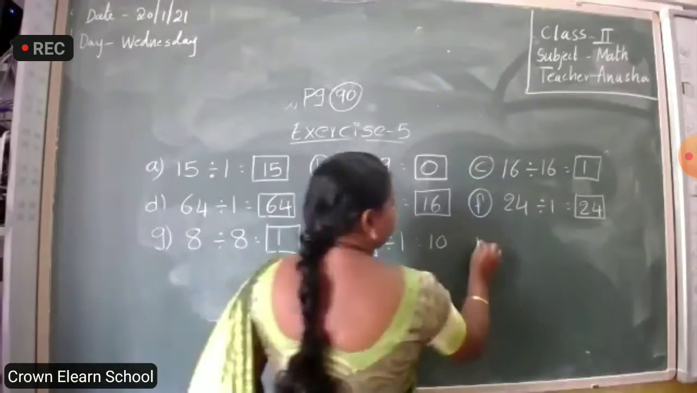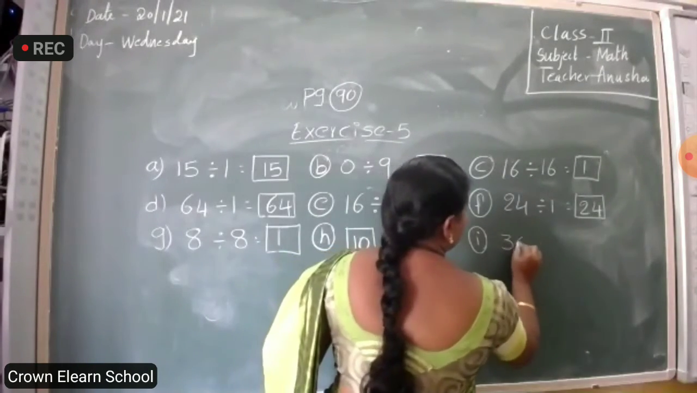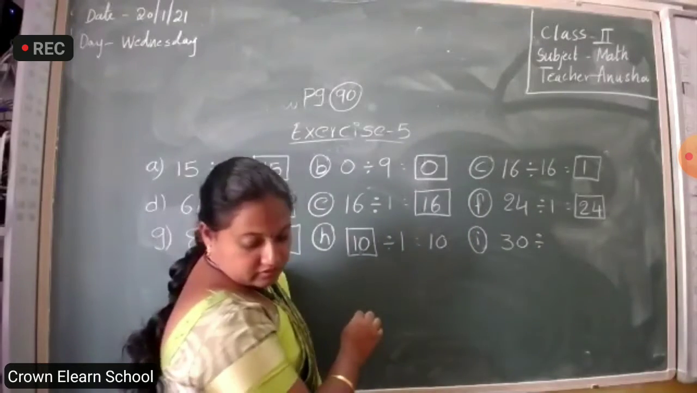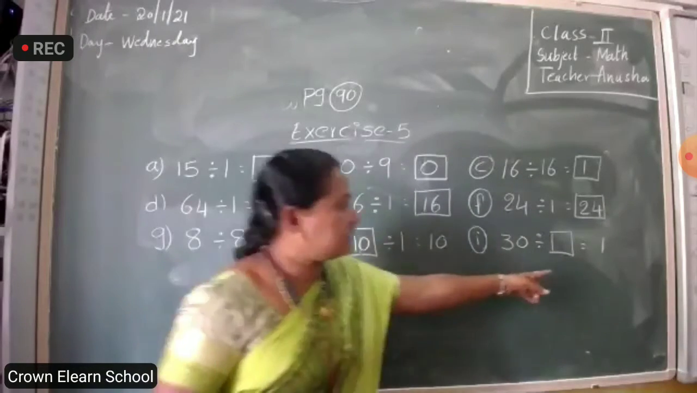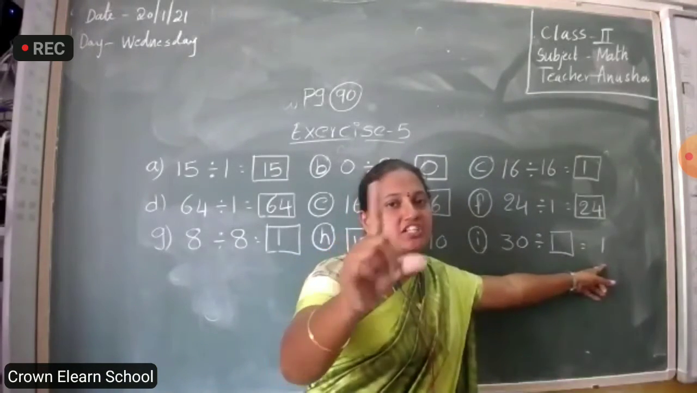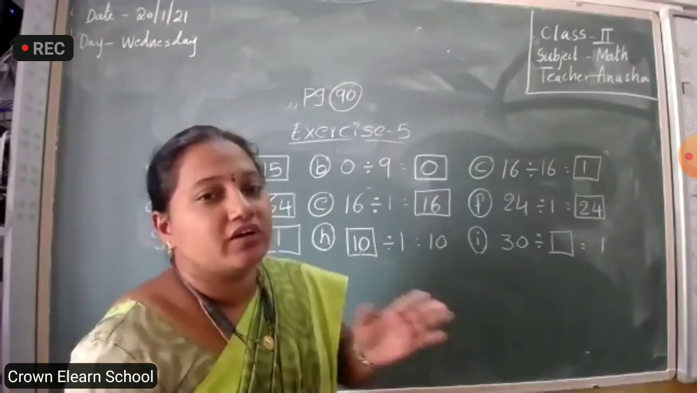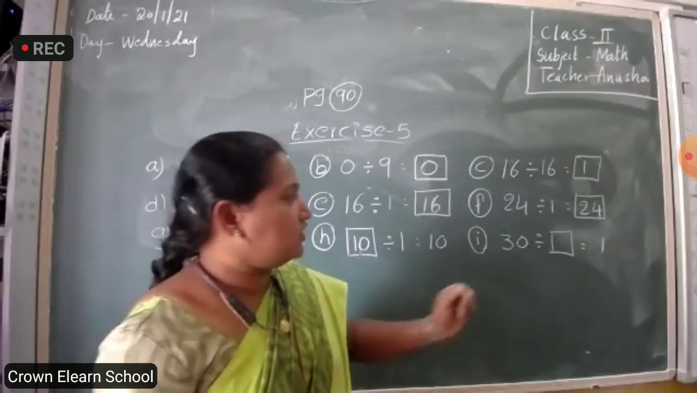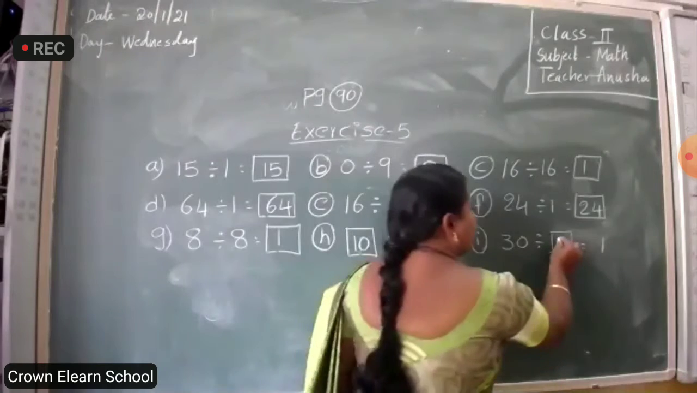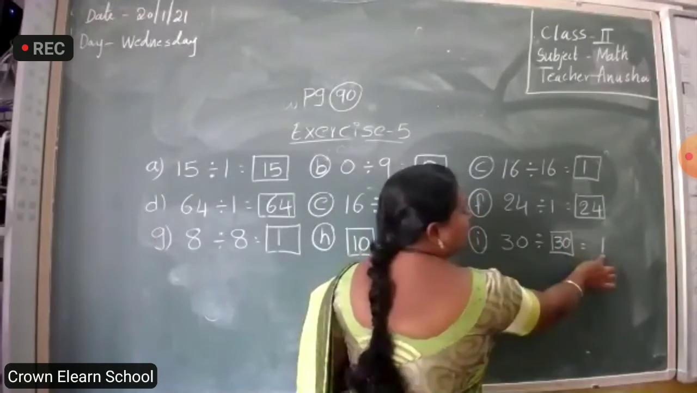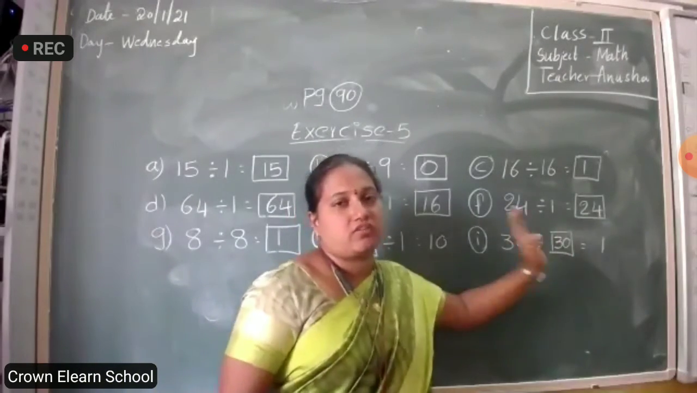Now I. 30 divided by, this also you can write. When we get quotient as 1, when will you get 1 share? When your mother and your brothers and sisters have same numbers. So 30 divided by 30, same number. When we divide with the same number, our share is 1. Your share is 1. 30 divided by 30 is equal to 1.